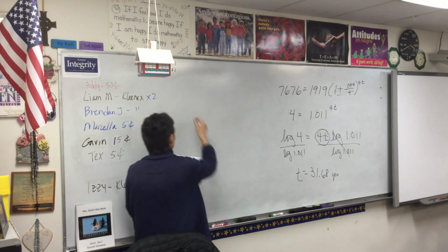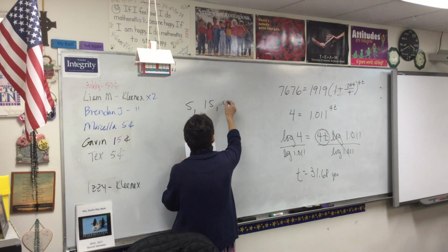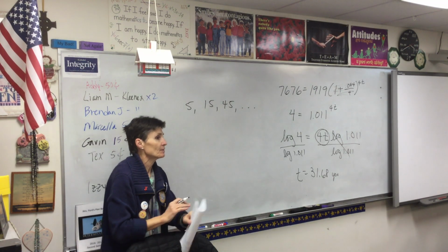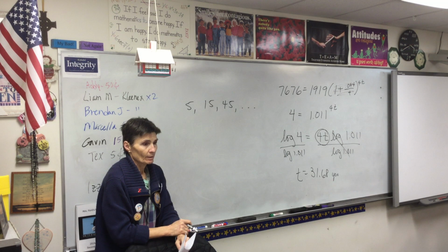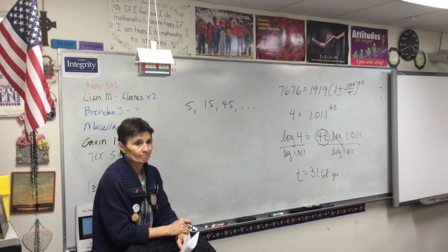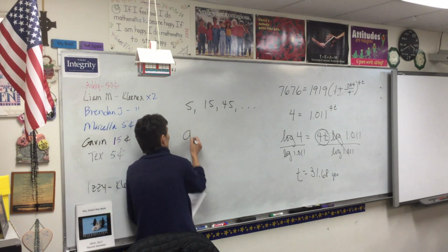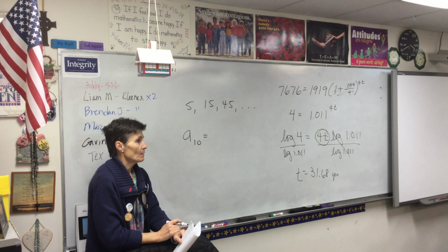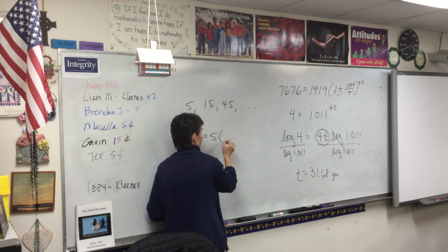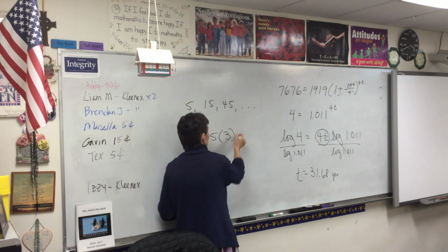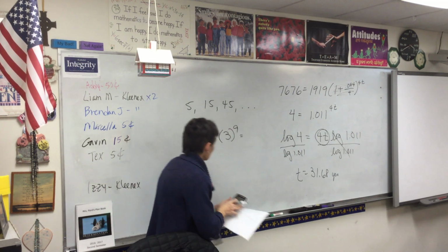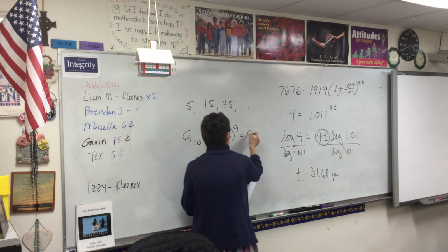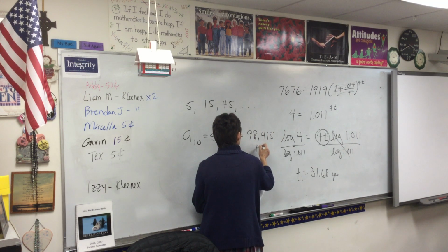Mrs. Coors collected 5 pencils on the first day, 15, 45, and so on. How many pencils will she collect on the 10th day of school? What are we looking for? We're looking for the 10th term in the list. The 10th term is the first term times the ratio to the 9th. So she's got a lot of pencils: 98,415 pencils.